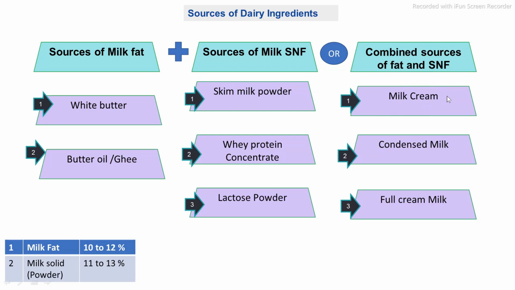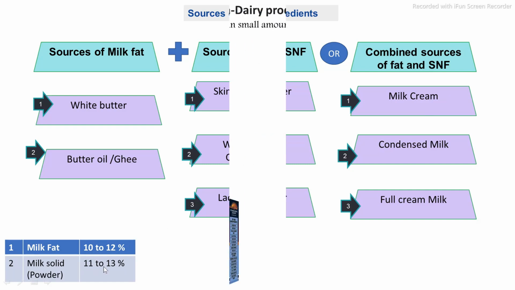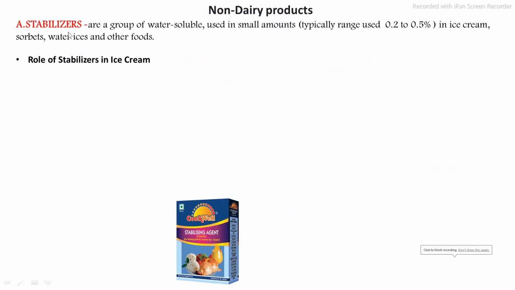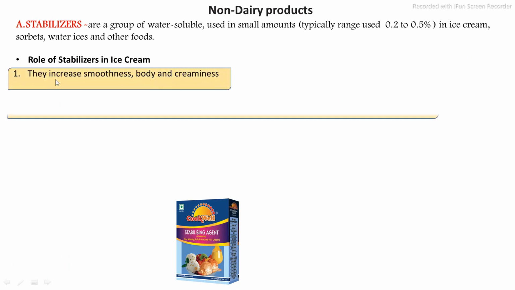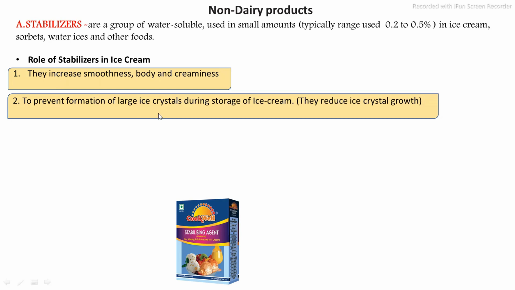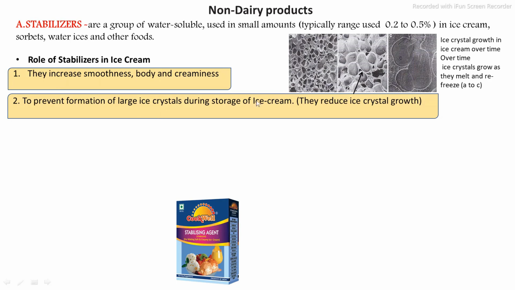That is the standardization process, in which the two main parameters, the fat percentage and the SNF, must be properly considered in the selection of dairy ingredients. Next is the non-dairy ingredient, the stabilizing agent, also called a thickening agent. The main role of this thickening agent is that if we add the proper thickening agent in combination, the viscosity of the ice cream increases, resulting in a number of changes which are effective in producing the smooth body and creaminess of the ice cream.